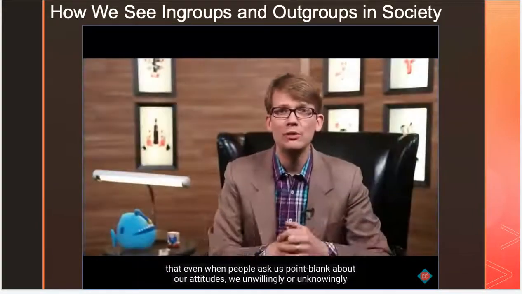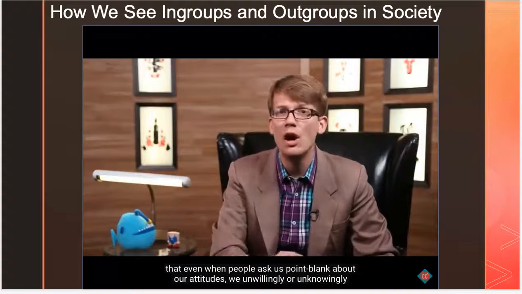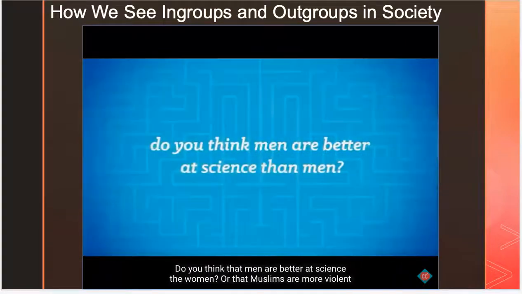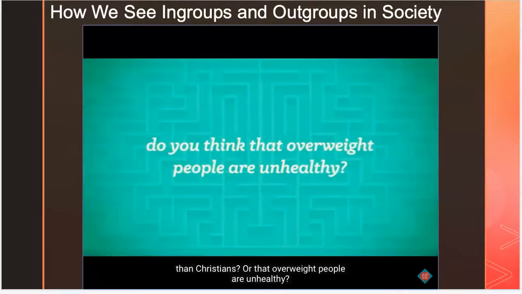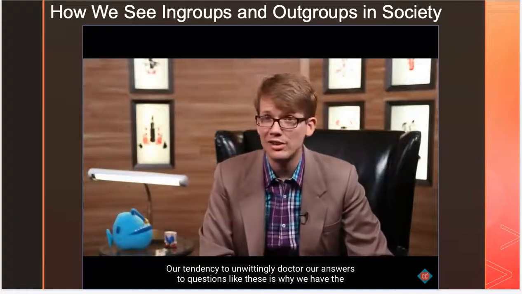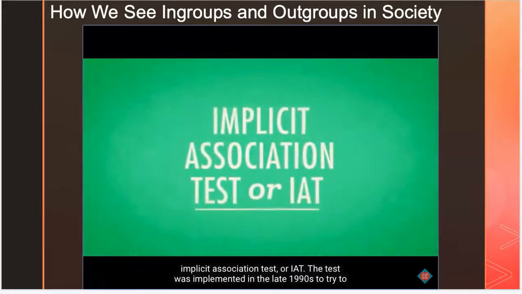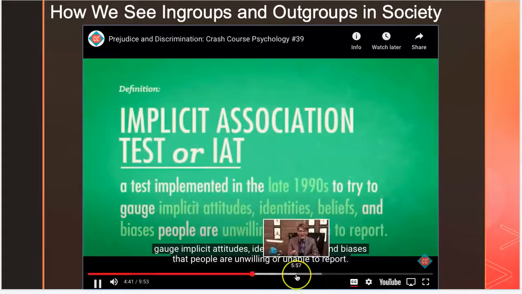And I mean, it can be so non-conscious that even when people ask us point blank about our attitudes, we unwillingly or unknowingly don't always give them an honest answer. Do you think that men are better at science than women, or that Muslims are more violent than Christians, or that overweight people are unhealthy? Our tendency to unwittingly doctor our answers to questions like these is why we have the implicit association test, or IAT. The test was implemented in the late 1990s to try to gauge the implicit attitudes, identities, beliefs, and biases that people are unwilling or unable to report.